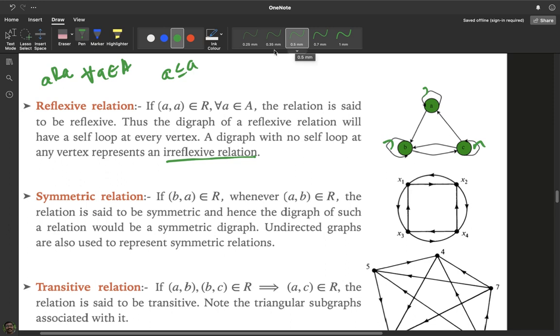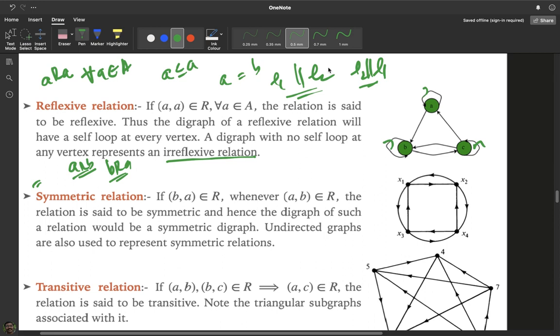Okay, so moving forward, what is a symmetric relation? That also you know. If A is related to B, then B should also be related to A. That is what you mean by a symmetric relation. For example, equality is a symmetric relation because if A is equal to B, definitely B will be equal to A. If the lines are parallel, if L1 is parallel to L2, we know that L2 is also parallel to L1. So parallel to is a symmetric relation.